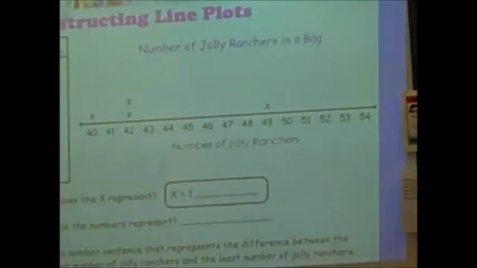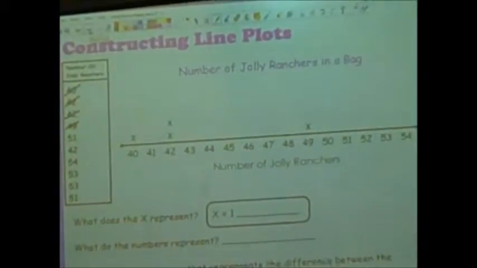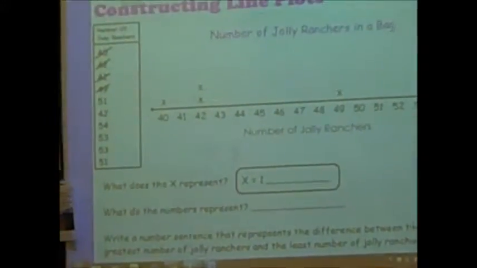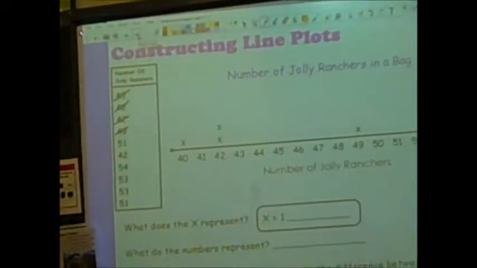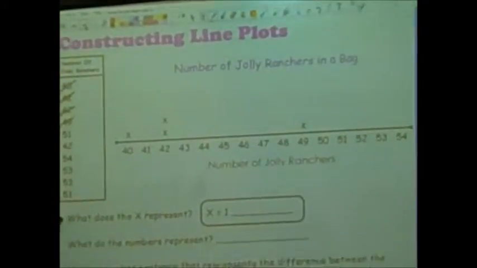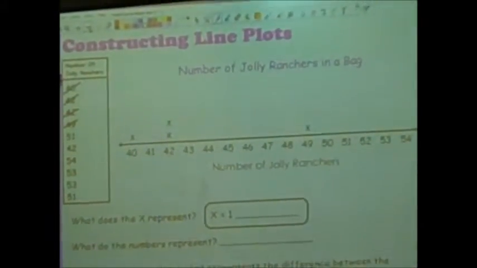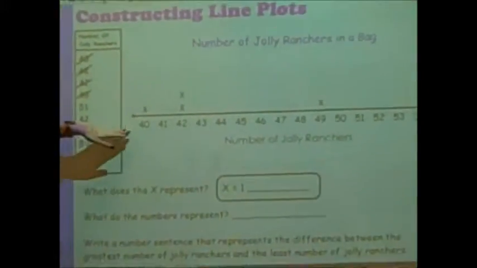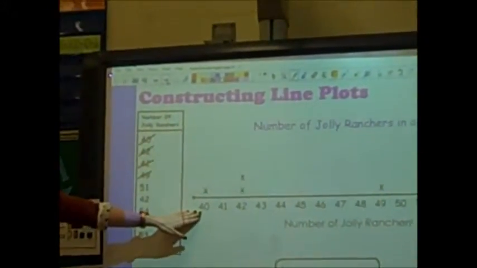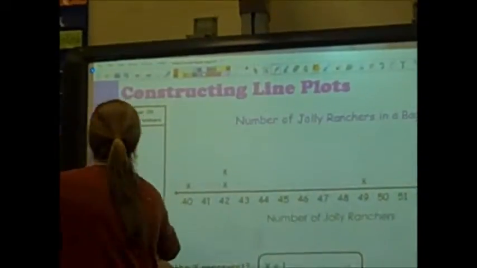So we are gonna have to construct some line plots. The advanced class will have to construct them from scratch. The grade level class will be constructing them based on what's already been crossed off. And you'll notice that here, number of Jolly Ranchers in a bag, each X would represent one bag. The numbers down here is the number of Jolly Ranchers in that particular bag. And you would just cross out.